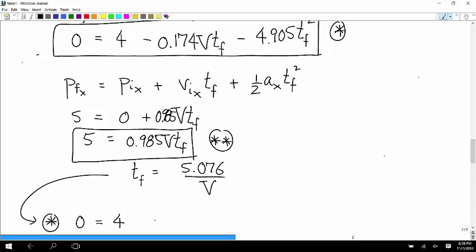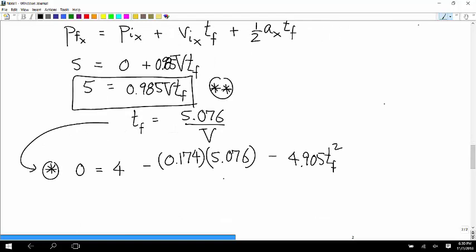So equation 1 star says 0 is equal to 4 minus 0.174 times 5.076, and the two V's cancel, and you have TF. Oh no, we substituted in there, so there's no TF there. Minus 4.905 TF squared. And so what's 0.174 times 5.076? 0.88. So 4.905 TF squared is equal to 4 minus 0.88, so 3.12. And then you can solve for TF and then solve for V.